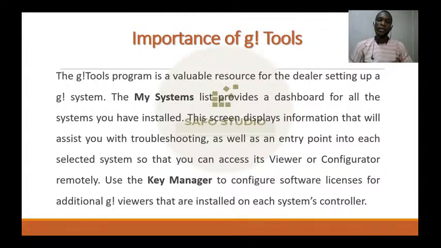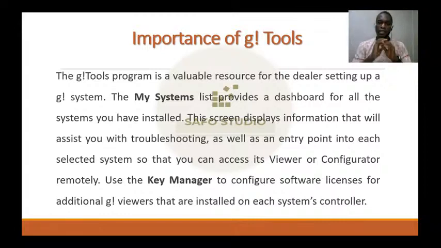The My Systems list provides a dashboard for all the systems you have installed. Take for example, you are an engineer doing installations, and you have installed for 2, 3, 4, 5, 10 customers. All 10 customer systems will always be on the G-Tools dashboard. So remotely, anywhere you are, you can always log in to any of your customer systems without needing to be at the site. Either outside the country, anywhere, as long as there's internet on that system, you always have access to it.